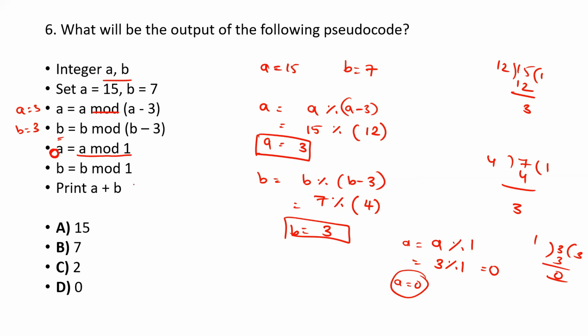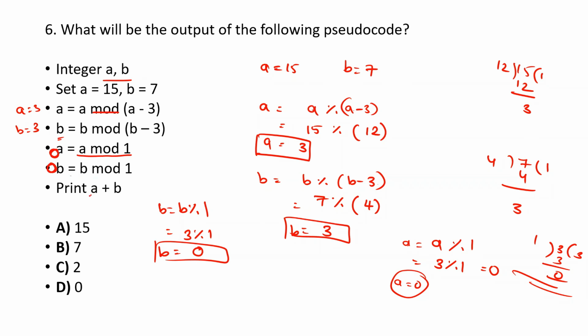And the same thing applies for B as well. So B is B percentage 1. So B is also having 3 percentage 1, which is same as this one. So 3 percentage 1 is again 0. So the value of B is 0. Now the value of B is also 0.